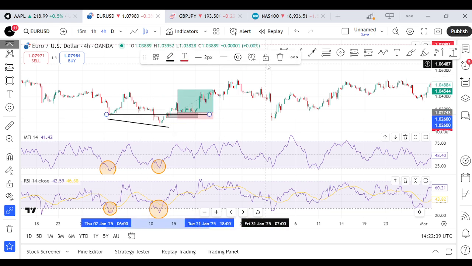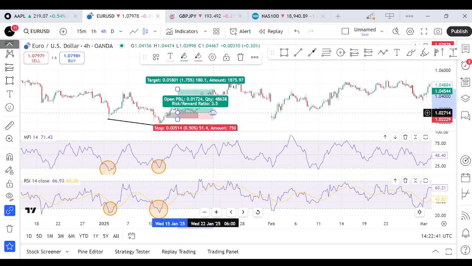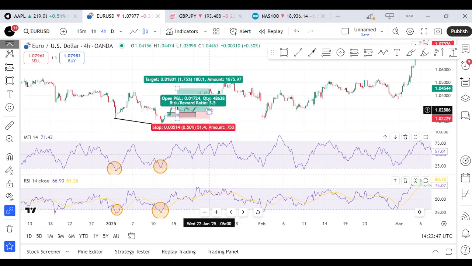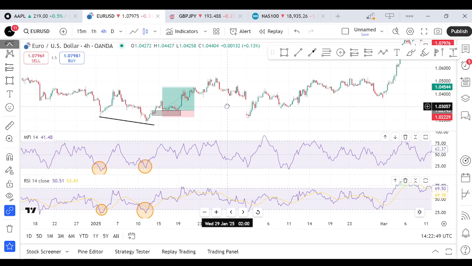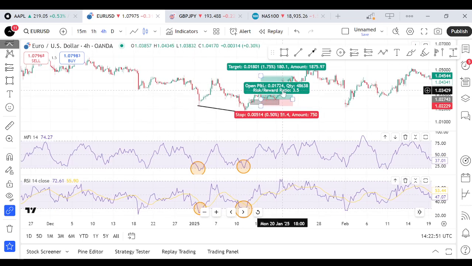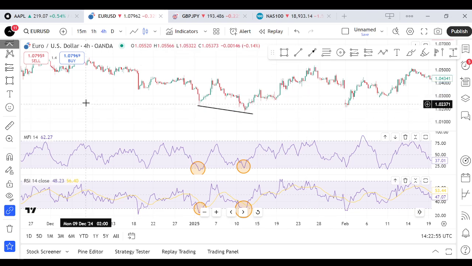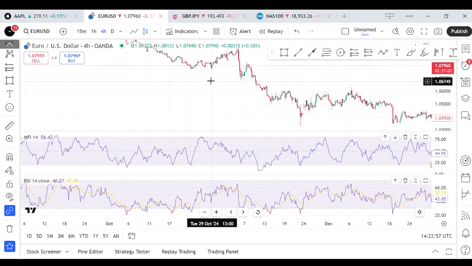So you can see that's how we were able to enter this buy trade using the RSI and the MFI together, and also using key levels, support and resistance in the market. So this is for a buy trade. Now let's quickly look for a sell trade using this strategy.